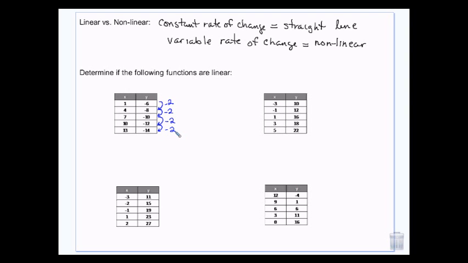Now I check my x's. To go from a 1 to a 4, I add 3. 4 to 7, add 3. 7 to 10, add 3. 10 to 13, add 3. They all match. If they all match, we have a constant rate of change, so we are linear. Okay.